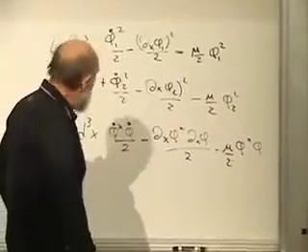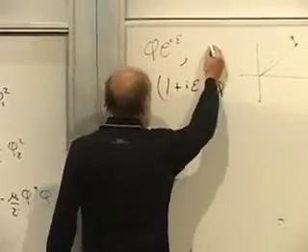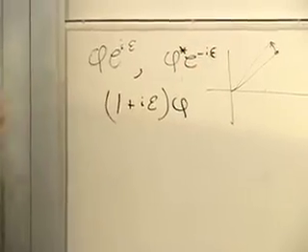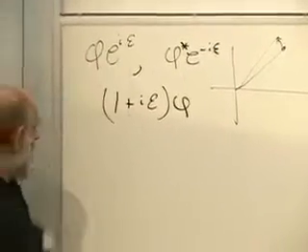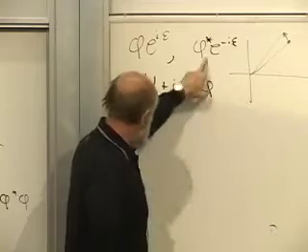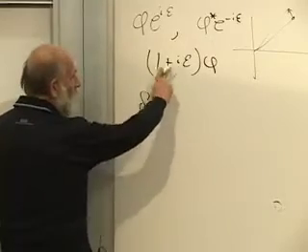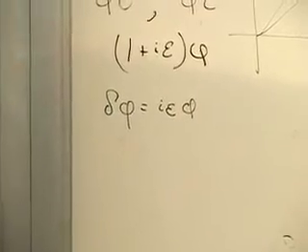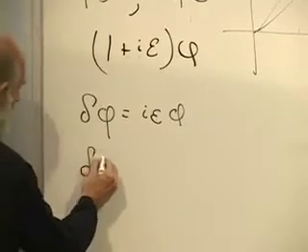Phi star e to the minus I. Yeah, exactly. If you multiply phi by e to the I epsilon, then you must multiply phi star by e to the minus I epsilon. So if you change phi by an amount e to the plus I epsilon, you change phi star by a factor e to the minus I epsilon. In other words, you can write that the change in phi under this kind of transformation is I epsilon times phi. Right. What is the change in phi star?